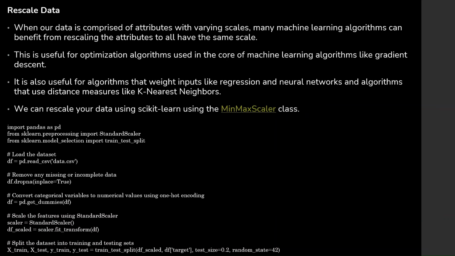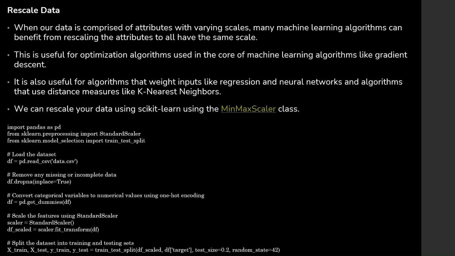Rescaling data. So when a data set is comprised of attributes with varying scales, multiple machine learning algorithms can benefit from rescaling the attributes to have all the data on the same scale. So this is useful for optimization algorithms used in the core of machine learning algorithms such as gradient descent or softmax optimization and various other optimization techniques. It is also useful in algorithms that use weighted inputs like regression and neural networks, and algorithms that use distance measures like nearest neighbors, etc.